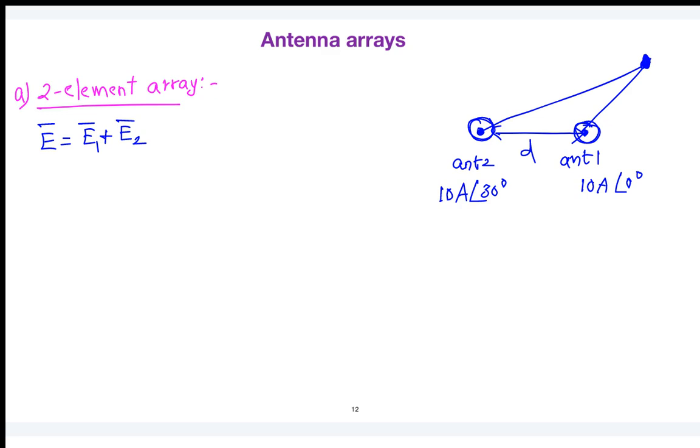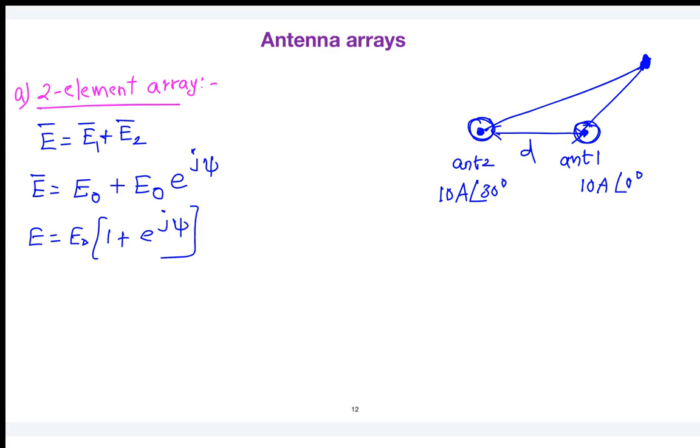Since you are supplying the same amount of current, the amount of electric field here is also the same, but when you compare the first antenna and second antenna, there exists some phase shift. Because of antenna one, you may have some E naught as your electric field intensity. Because of the second antenna, you will have the same electric field, but with some phase shift. I will tell you how that phase shift comes. So what is the value you are going to get? E naught into 1 plus e power j psi.